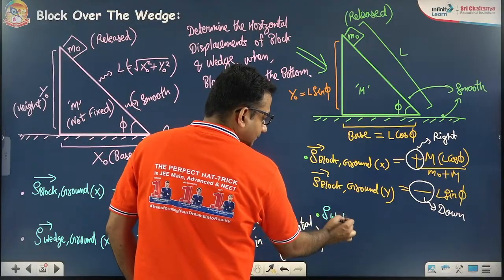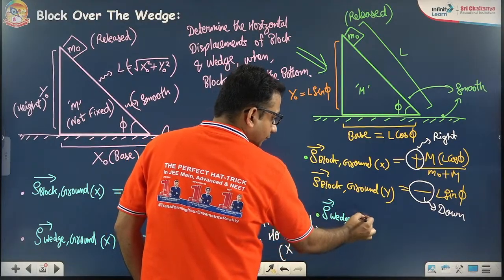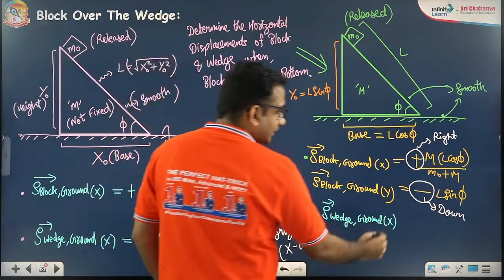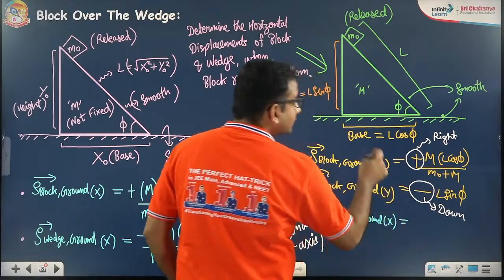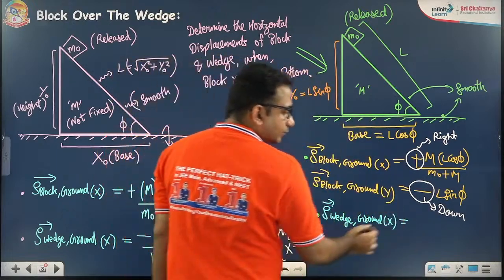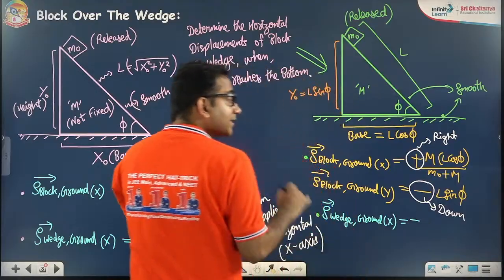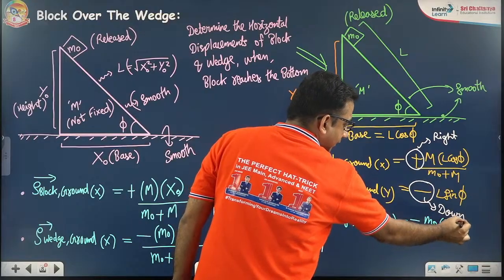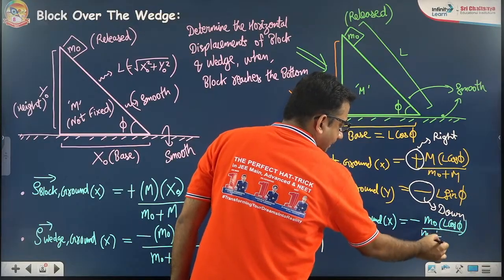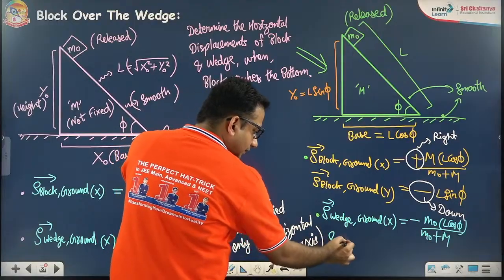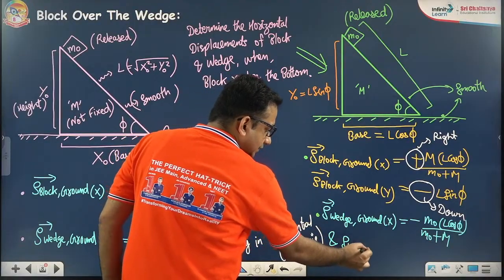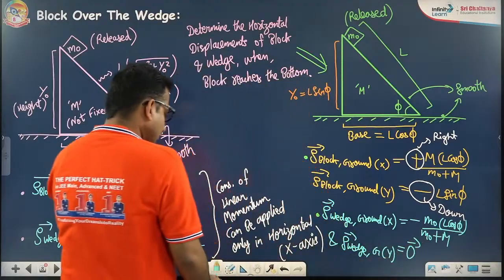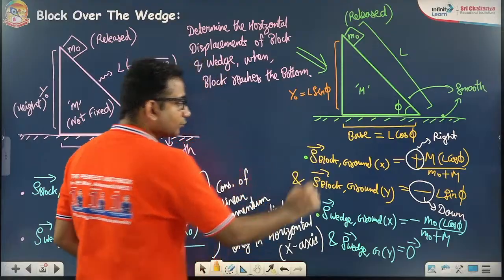Similarly, if they are asking you displacement of wedge with respect to ground in the x-axis, that will be equal to, see, the wedge will be moving, the inclined will be moving in the left direction, so that is minus, always take the opposite mass, that is m naught into L cos phi by m naught plus M. And if they are asking you the displacement of wedge with respect to ground in y-axis, then that is equal to 0. Because wedge is not moving vertical.